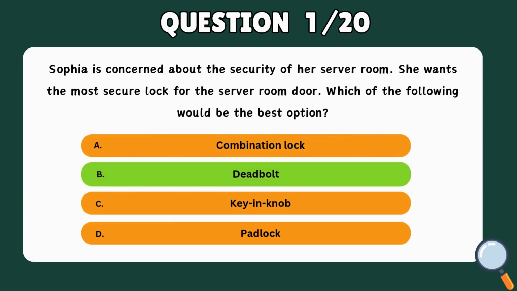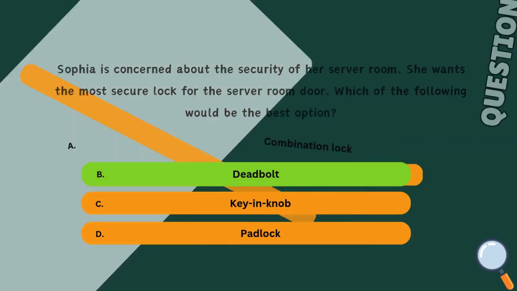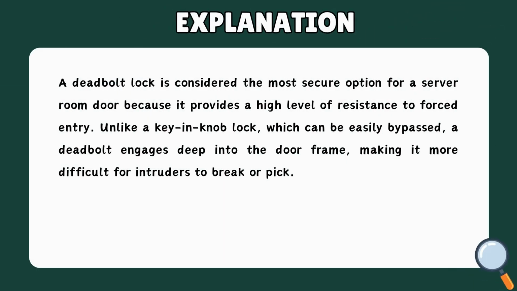Correct answer? B. Deadbolt. A deadbolt lock is considered the most secure option for a server room door because it provides a high level of resistance to forced entry. Unlike a key-in knob lock, which can be easily bypassed, a deadbolt engages deep into the door frame, making it more difficult for intruders to break or pick.